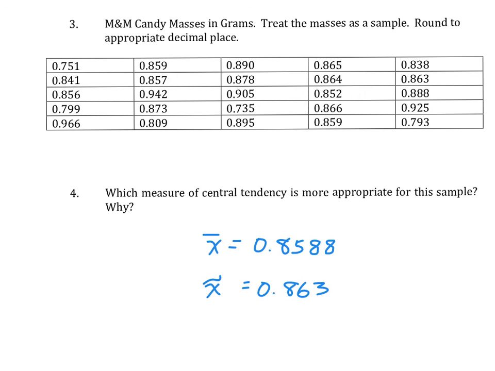Okay, which measure of central tendency is more appropriate? Well, what do you think? Kind of hard to tell, isn't it? But if you graph that list as a histogram or a box plot, and you check out the shape of the distribution, you'll find it's pretty normal and symmetric. So for a normal and symmetric data set, the mean would be more appropriate.